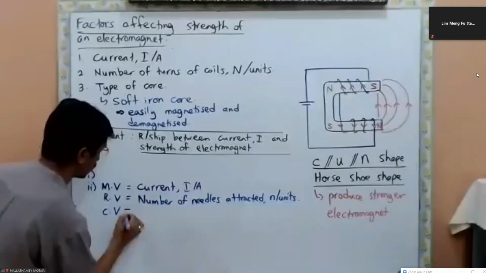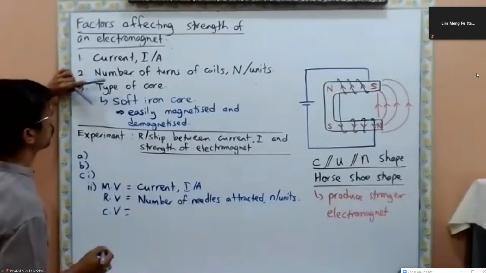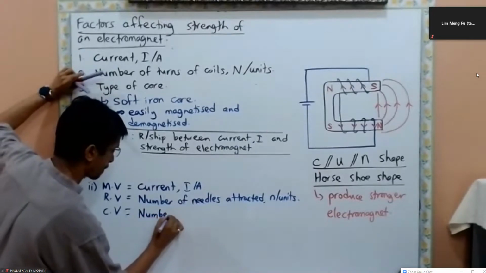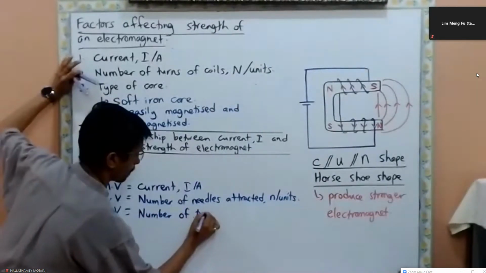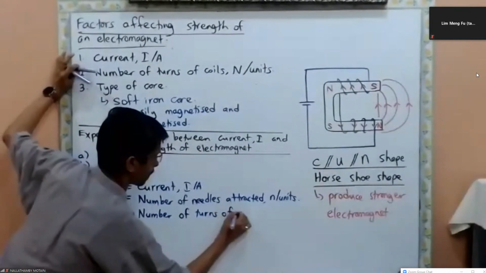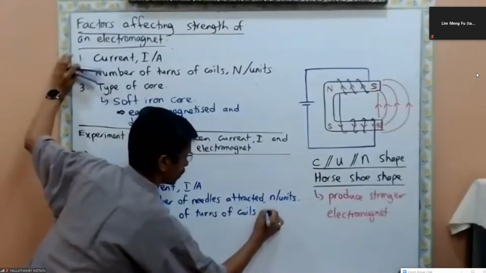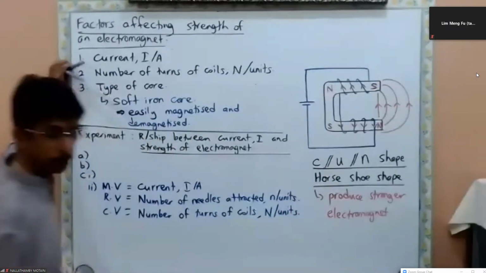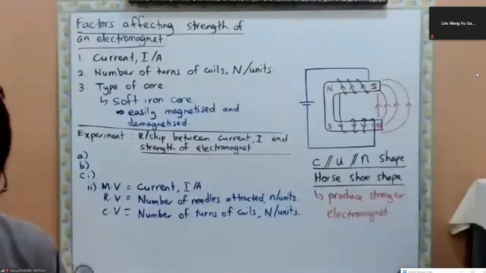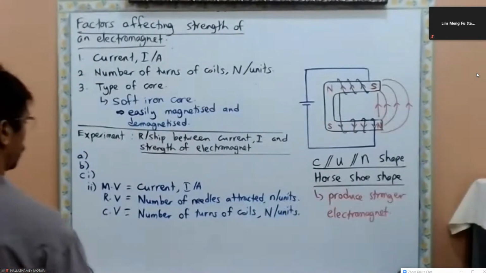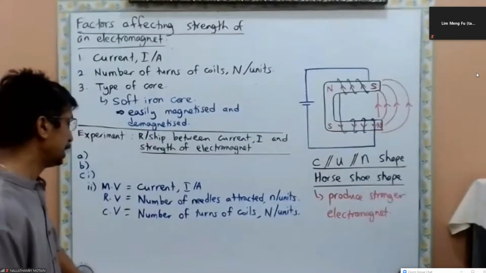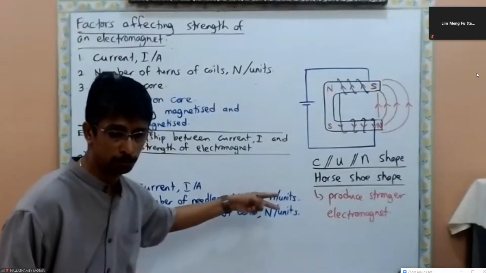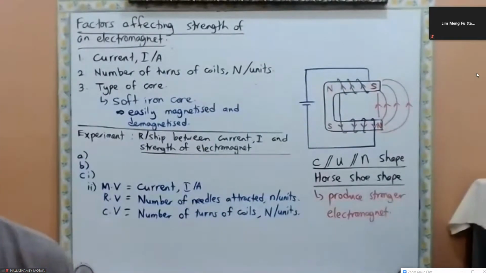And then for the constant variable, we choose the number of turns of coils. So I use n only for the numbers. Number of needles attracted, I use small letter. And here number of turns of coils, I use capital letter. If you want to switch, you can switch the symbol, no problem.